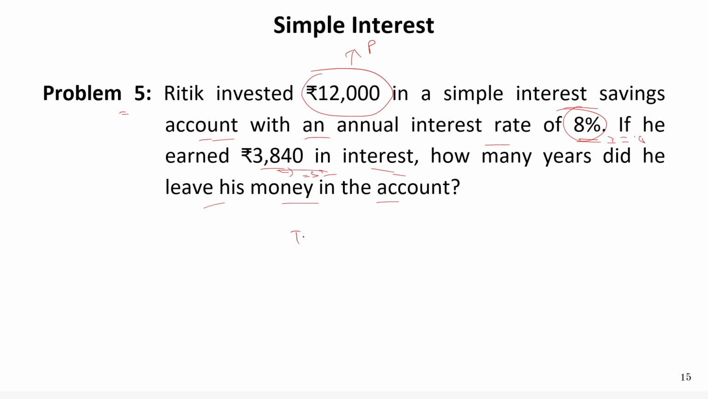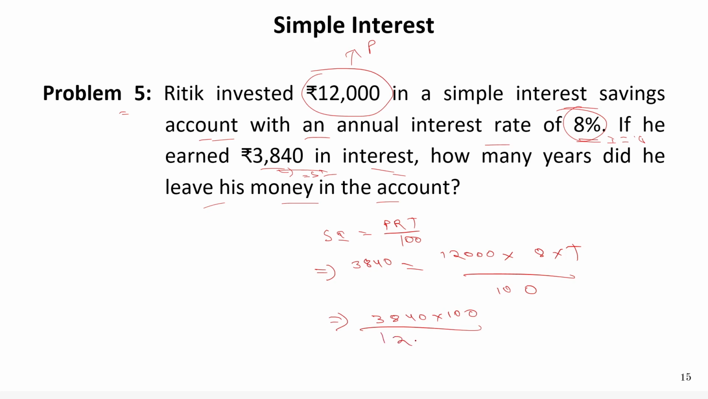How many years? Again we can use the formula, SI is equal to PRT by 100, because R is in percentage here. So 3,840 in simple interest is equal to what? The principal is 12,000, so 12,000 into R. R is equal to 8 here, and T is unknown, so we left it as T. So by 100, because the rate is in percentage here. So this will be 3840 into 100 whole by 12,000 into 8 is equal to T.